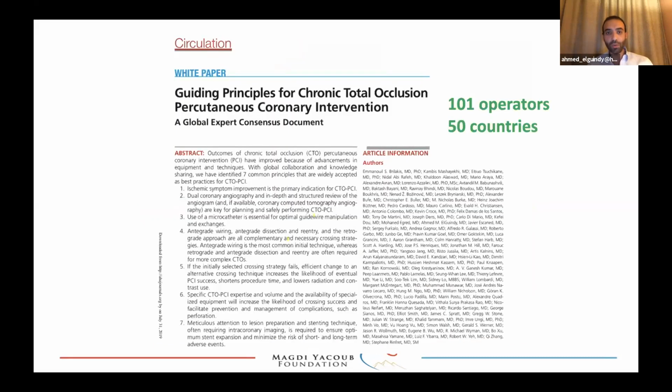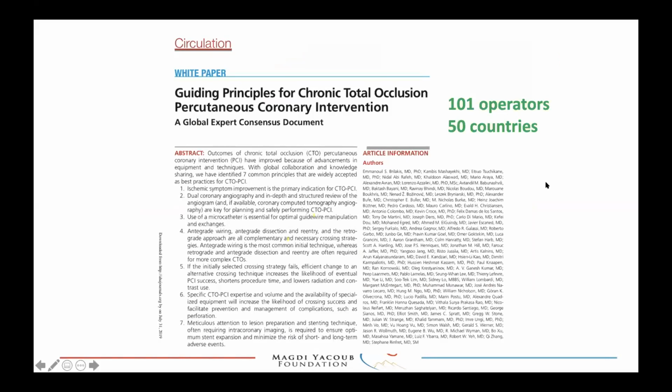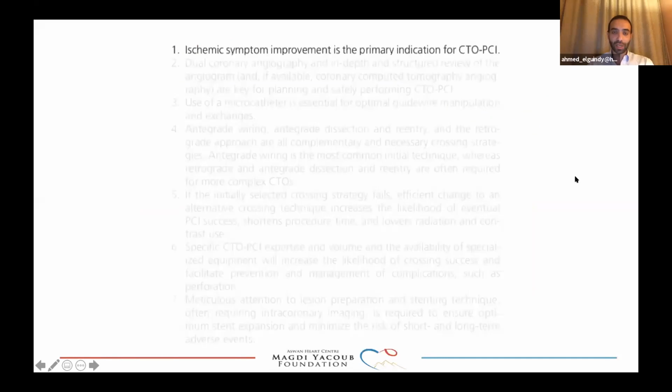Now, this was a white paper we worked on. These are 101 operators from 50 different countries. And this is meant to highlight the key components of CTO PCI. And the essential thing is to highlight that this is now being done more or less in a similar fashion on a global level. So it is no longer an esoteric technique mastered by a few individuals who happen to be doing things that don't really add up or are fully understood by everyone. So we have a more or less algorithmic approach.